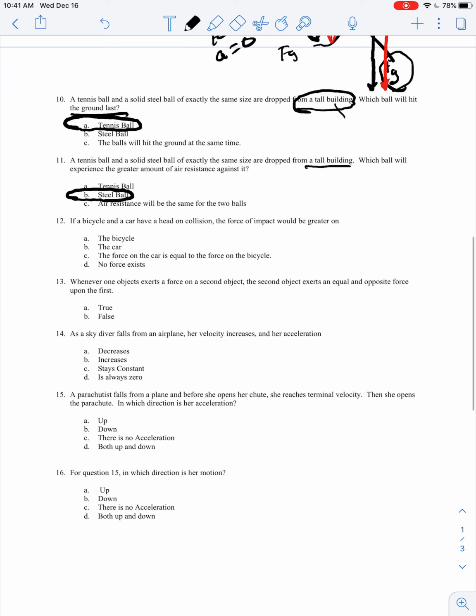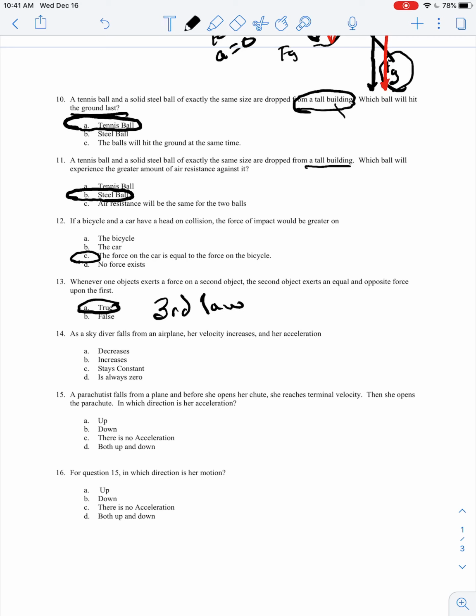Okay, a bicycle and a car have a head-on collision. The force of impact would be greater on... Don't get fooled. The force on the car is equal to the force on the bicycle. Number 13 says the same thing. Whenever one object exerts a force on a second object, the second object exerts an equal and opposite force on the first. We know that's true. That's Newton's third law.